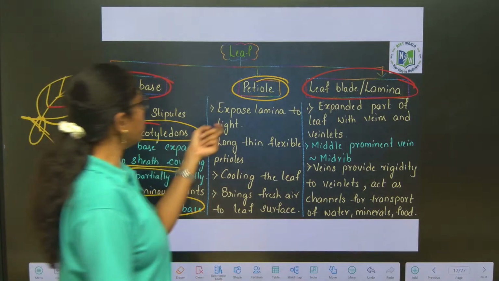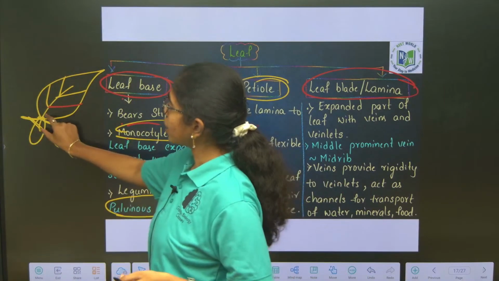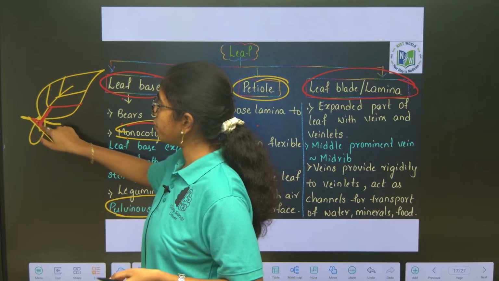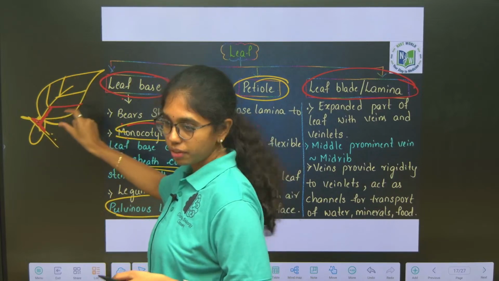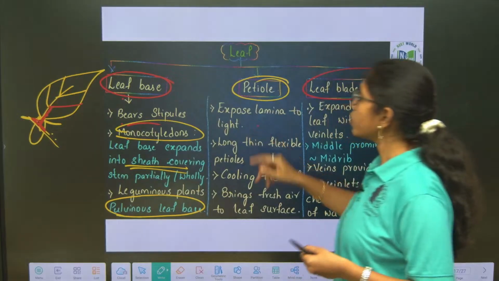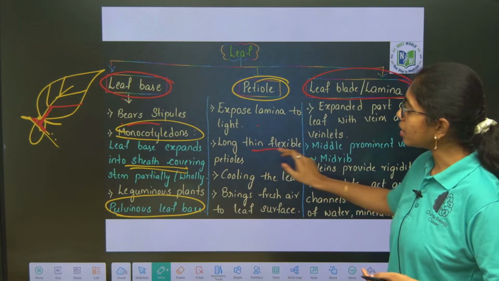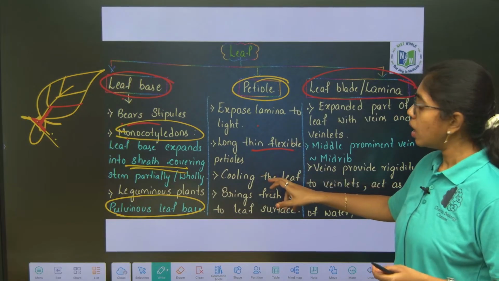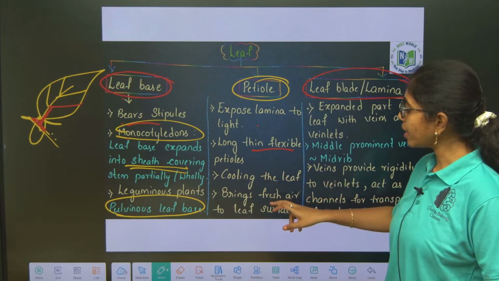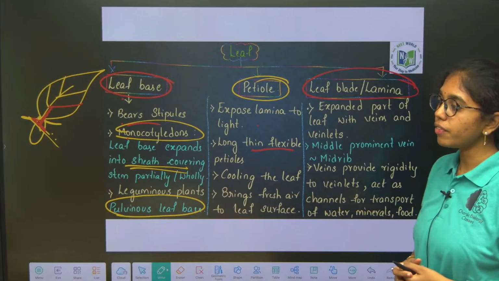Okay. And then petiole. Petiole is the one which connects the leaf base and the lamina. This is the connectivity link. So, this exposes the lamina to the light and this is described as long, thin, flexible petioles. They will provide the cooling effect and they will bring fresh air to the leaf surface.